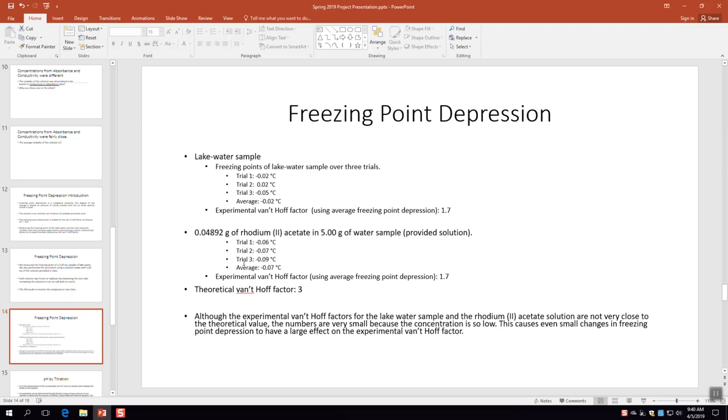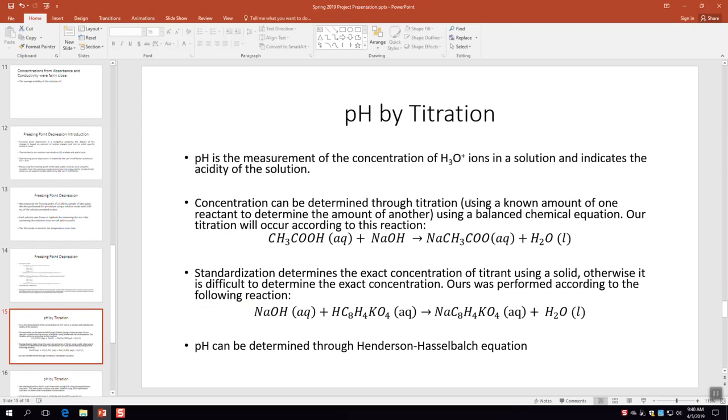But now I'm going to go back to the presentation and talk about pH by titration. So pH is a measurement of the concentration of H3O+ hydronium ions in solution. Specifically, it's the negative log of the concentration of the hydronium ion. So in this case, we're going to determine the concentration of acetic acid by titration using sodium hydroxide solution. We are going to standardize the sodium hydroxide before we do this titration with KHP, potassium hydrogen phthalate, according to this reaction. Then we're going to determine the pH using the Henderson-Hasselbalch equation.